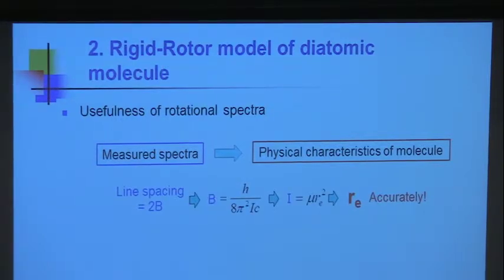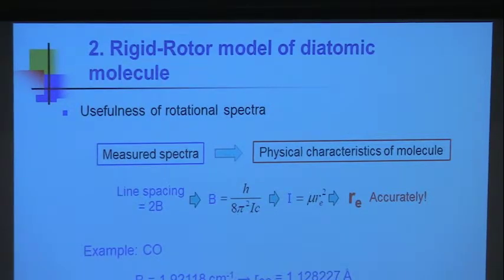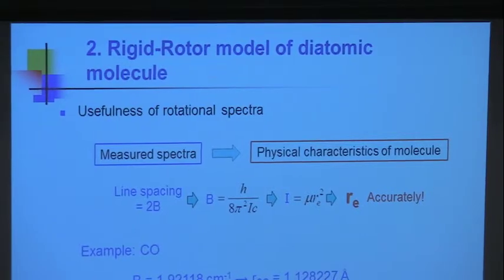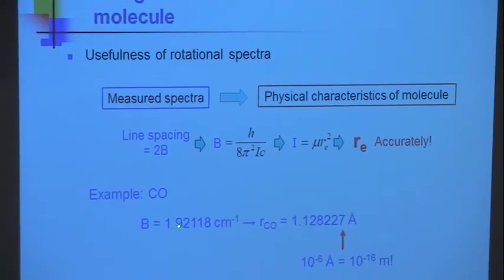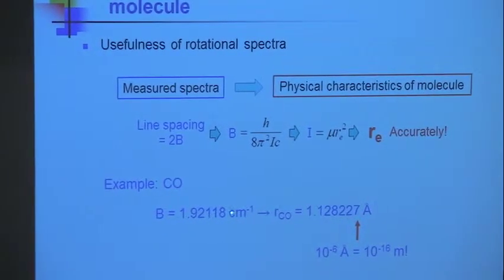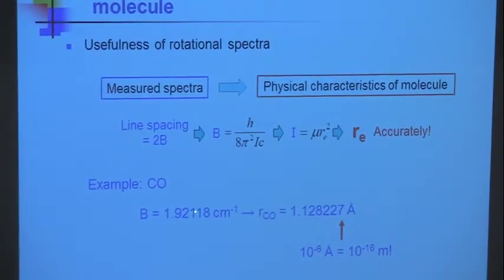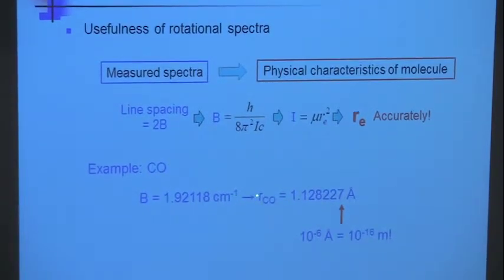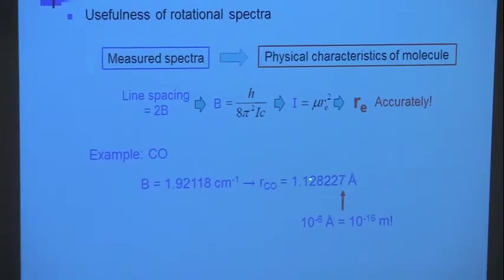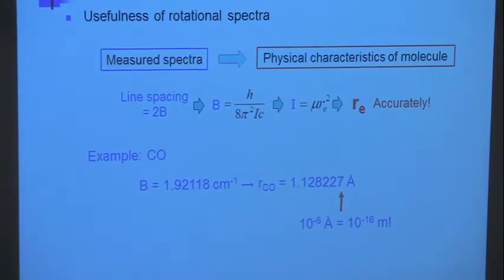So the spacing would tell us immediately what the moment of inertia is, which would tell us the value of RE. We do this in my lab class. Just take some simple equipment. We measure the spacing of the lines. We see a number of about 1.92. We don't measure it to that many significant figures. We measure it maybe to 4. That implies a length of 1.128227 angstroms. Now we're talking about distances of 10 to the minus 16 meters.